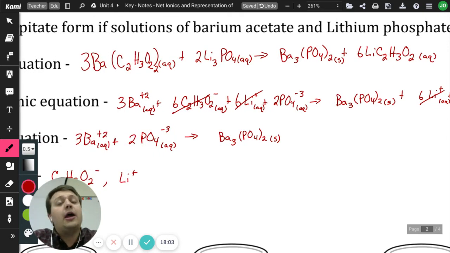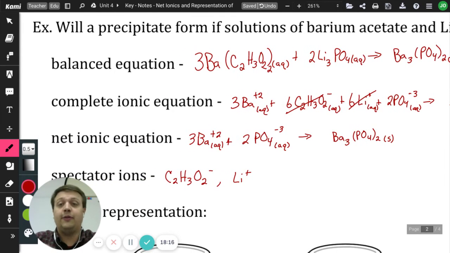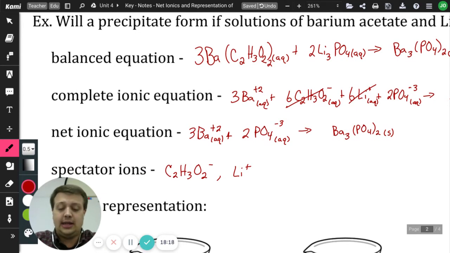And then I go in and I rewrite my equation. So my net ionic equation was 3 barium ions plus 2 phosphate ions produced barium phosphate, which is Ba3(PO4)2. Okay? And then for that, my spectator ions would be acetate and the lithium ion. Okay?